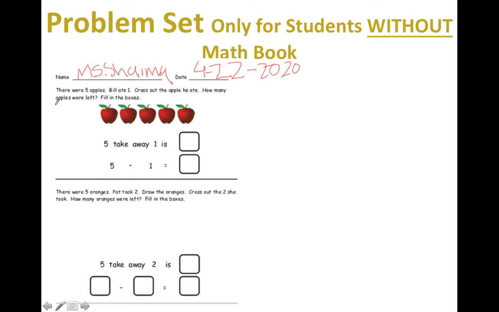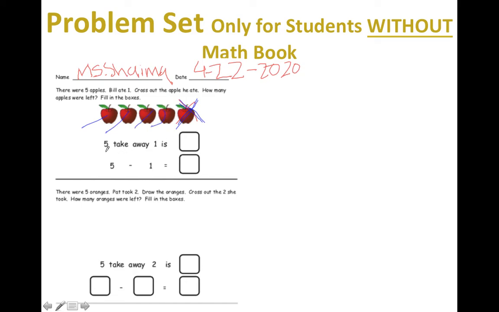And the story reads, there were 5 apples. Bill ate 1. Cross out the apple he ate and how many apples were left and fill in the box. So we know we have 1, 2, 3, 4, 5 apples. He ate 1. Actually, let me change the color because I want us to be able to see it. So I'm going to use blue. So he ate 1 apple. So I'm going to cross 1 apple. How many are left? Let's see. 1, 2, 3, 4. We have 4 apples left.